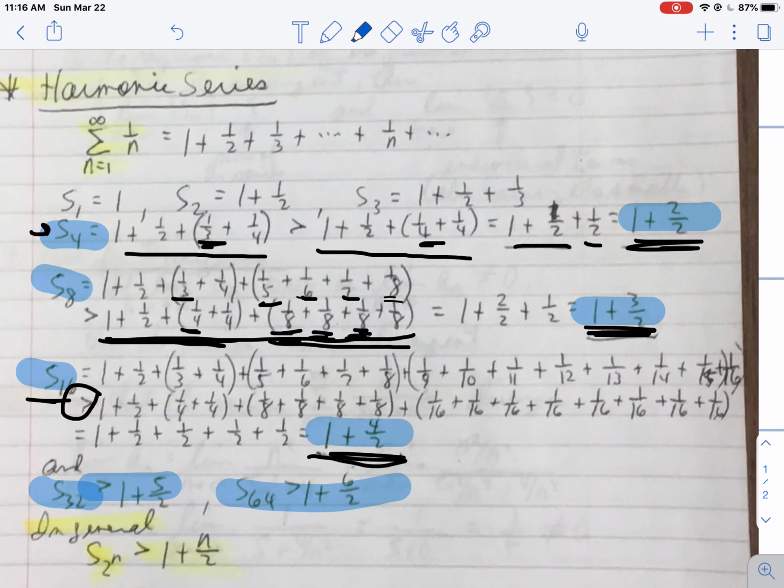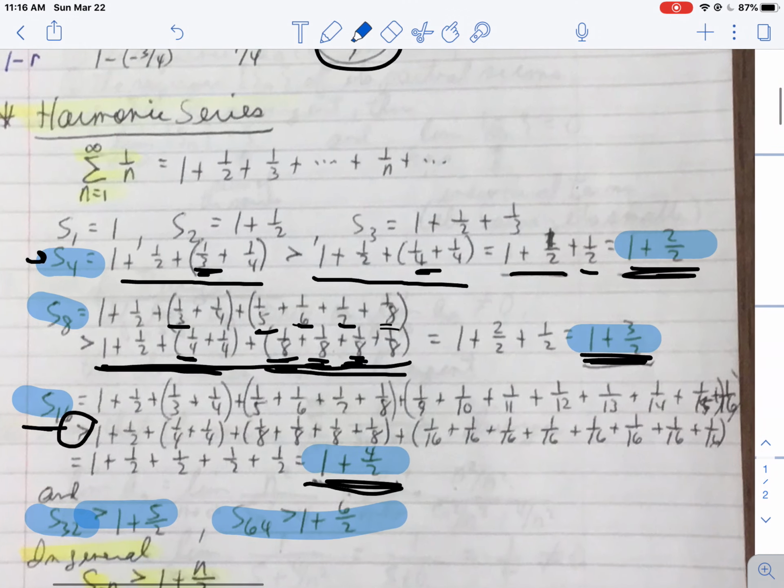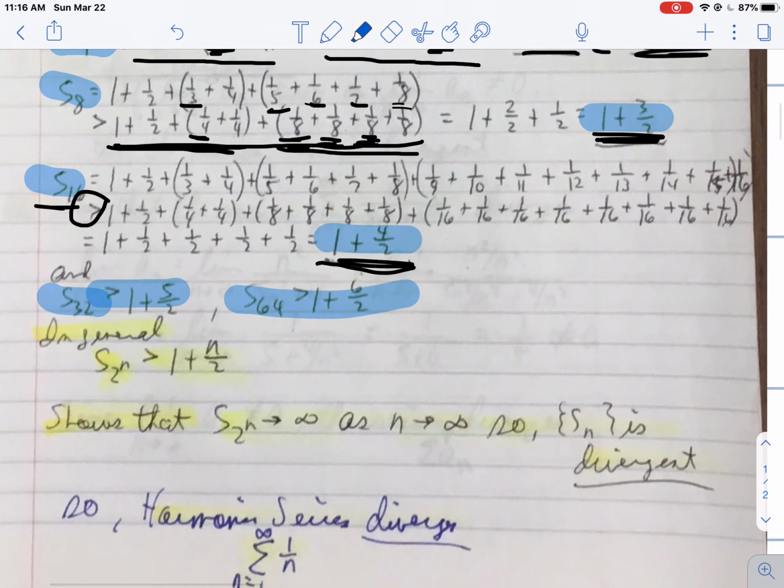So when all is said and done, and as usual, I'm interested in the final result here. In general, we could show that S sub 2 to the nth power is greater than 1 plus n over 2. And each of those is coming from the partial sums of our harmonic series, the sum of 1 over n. I'm looking at the partial sums, S sub whatever, and we just came up with looking at the specific ones where the subscript is 2 to the nth power. And we showed that that's greater than 1 plus n over 2.